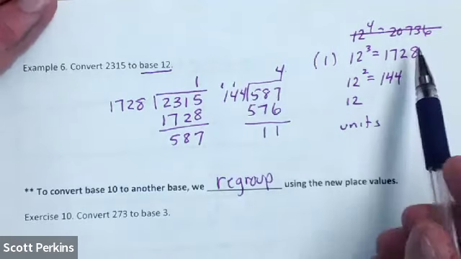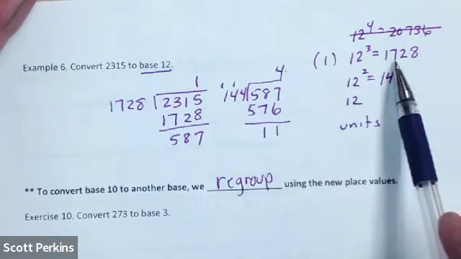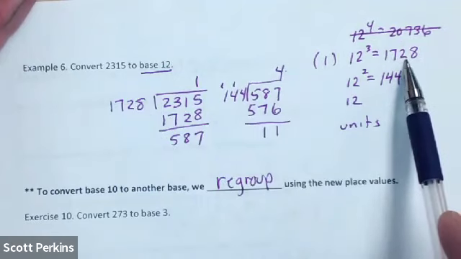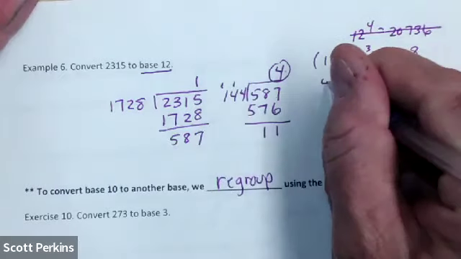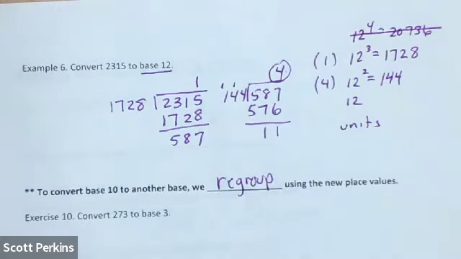So I started off with 2,315. I was able to make one full group of 1,728. And now I was just able to make 4 full groups of 144.